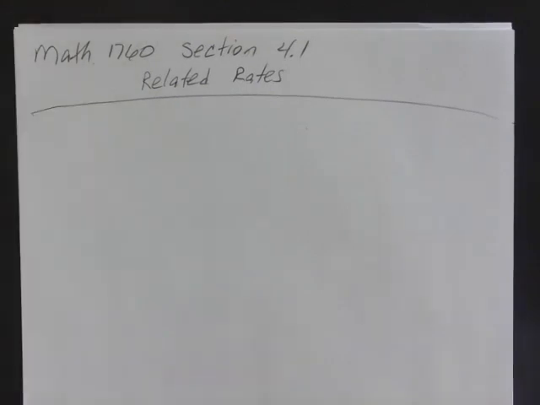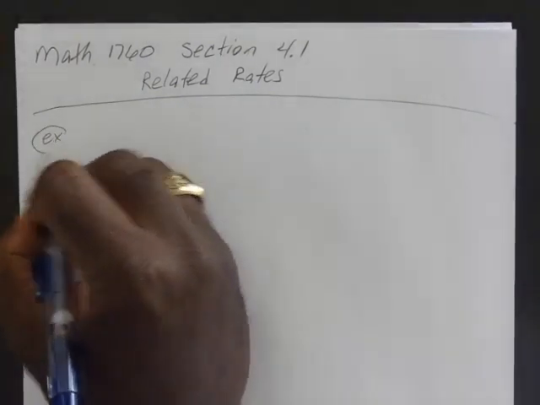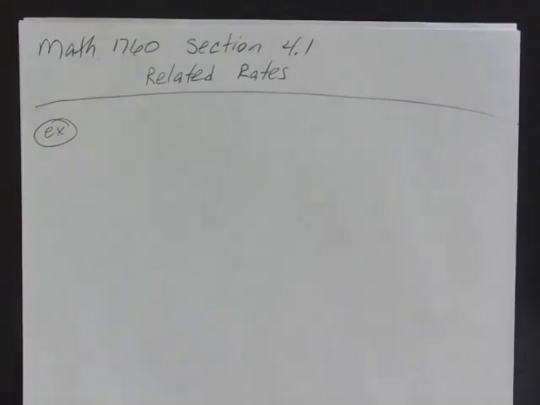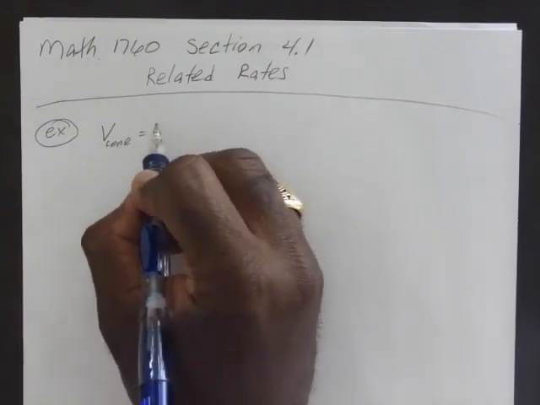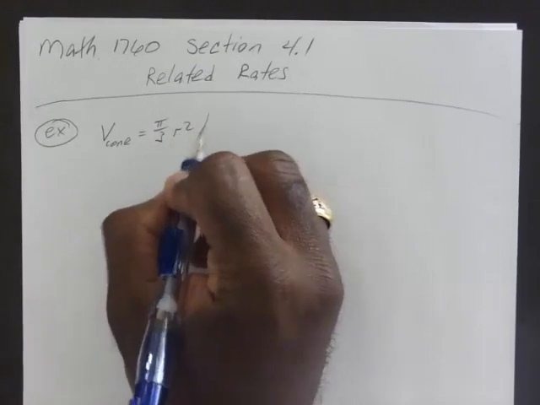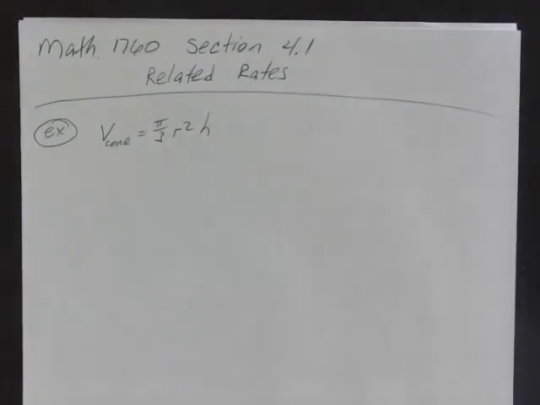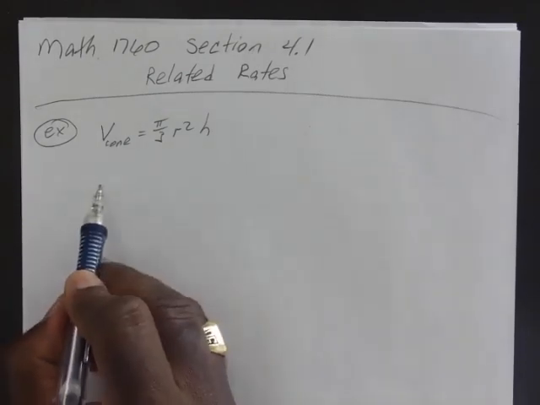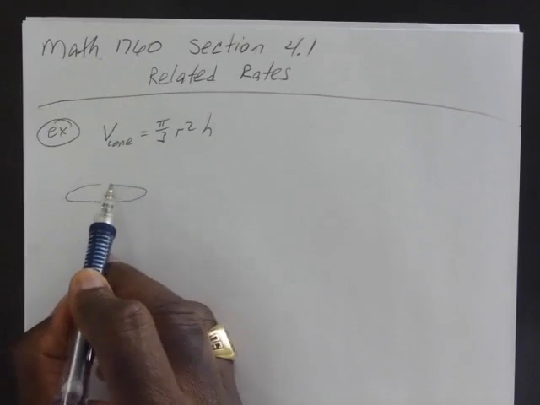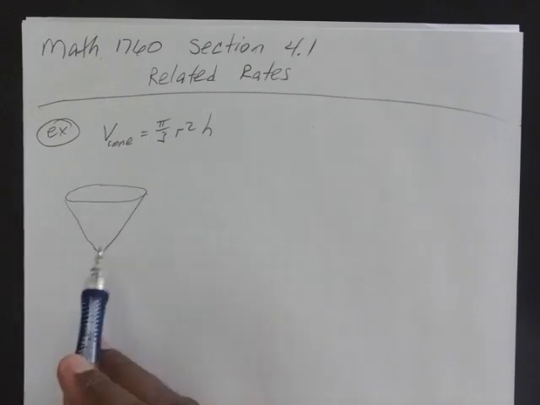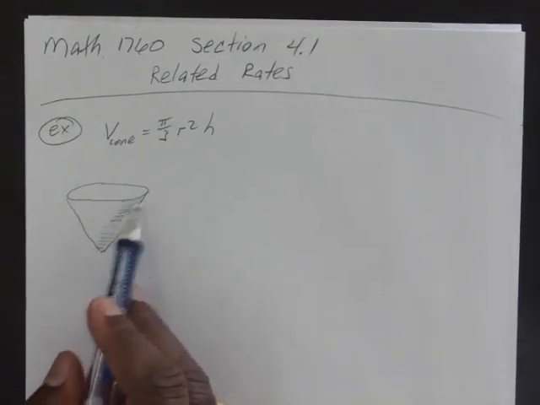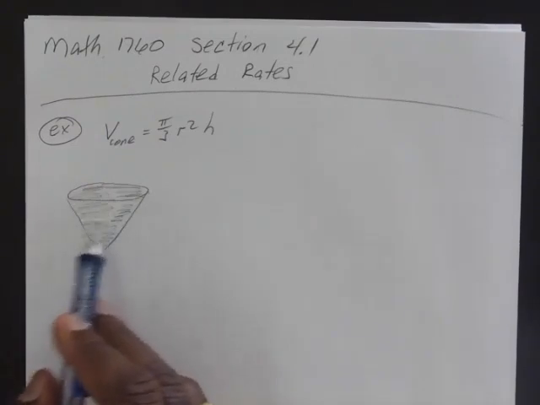Okay, so just to give you an idea of what we'll be covering in this section. Let's say we know that the volume of a cone is equal to pi over 3 times the radius squared times the height. Okay, so let's say we have a cone and it's filled with some liquid all the way to the top.